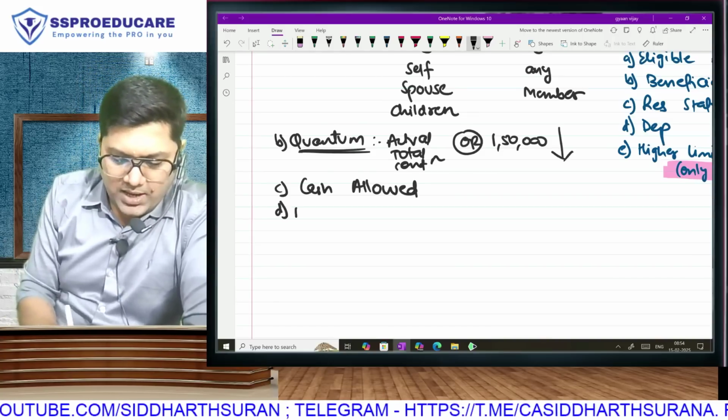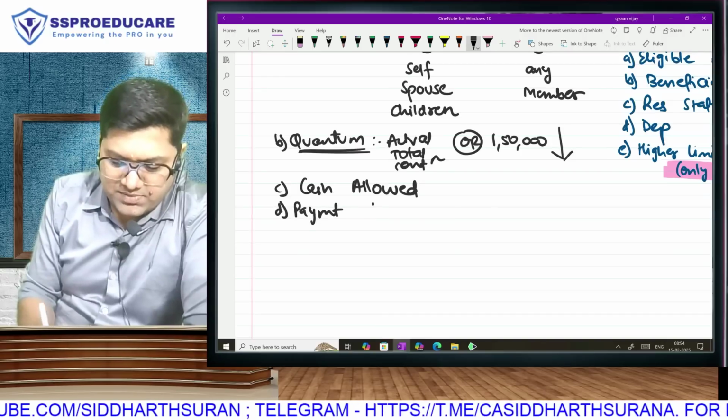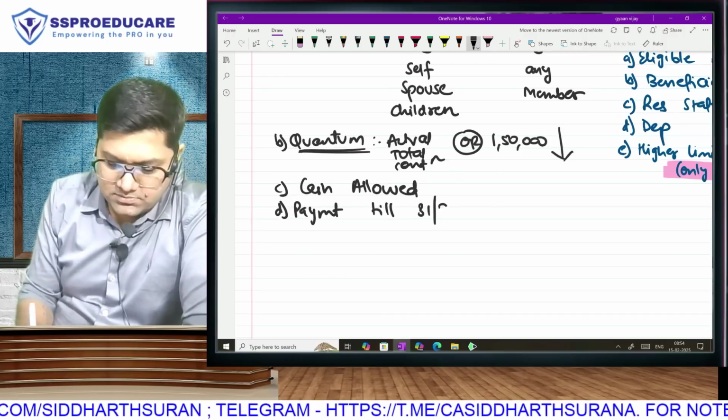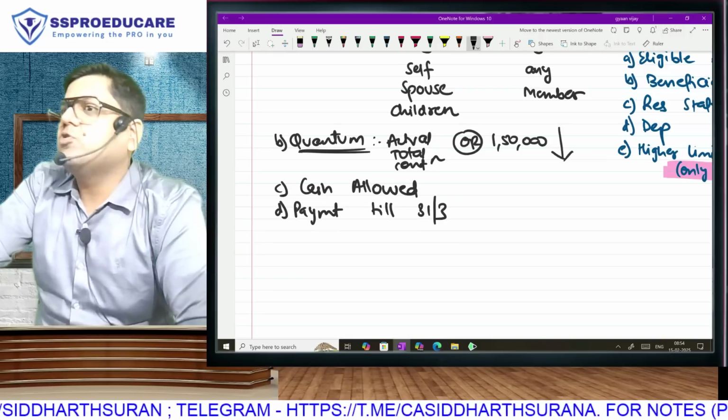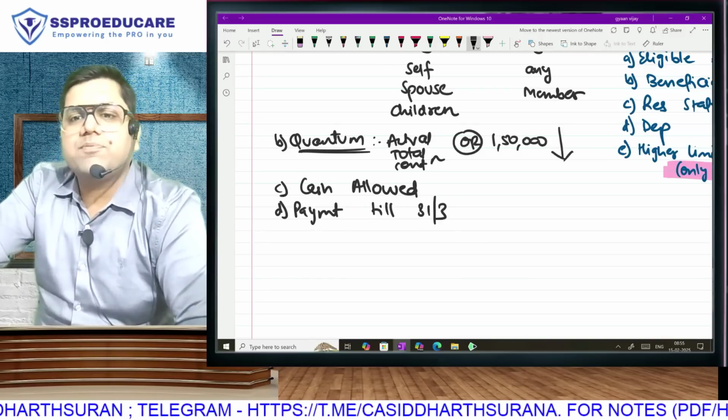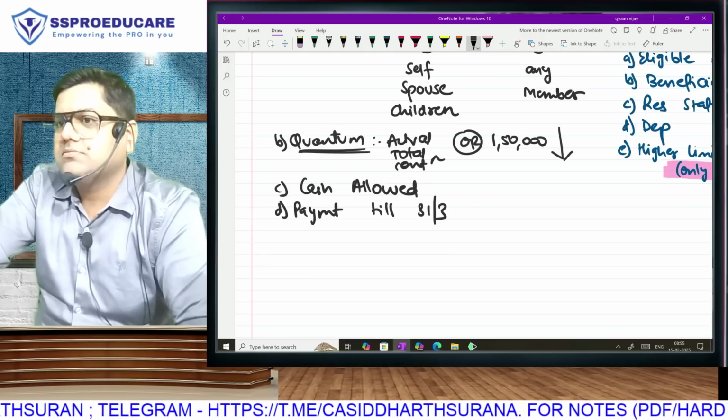Next, you have to make payment till 31st March. You have to make payment till 31st March. If you make payment after 31st March, you will be disqualified.